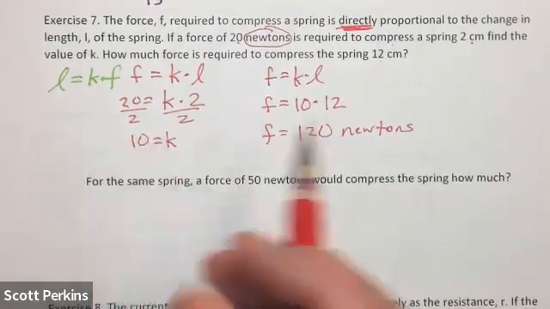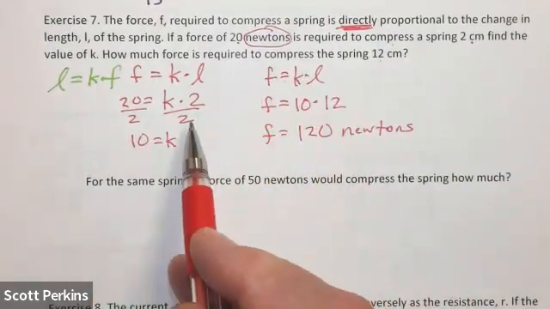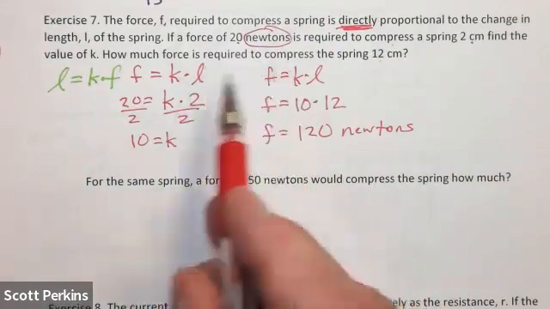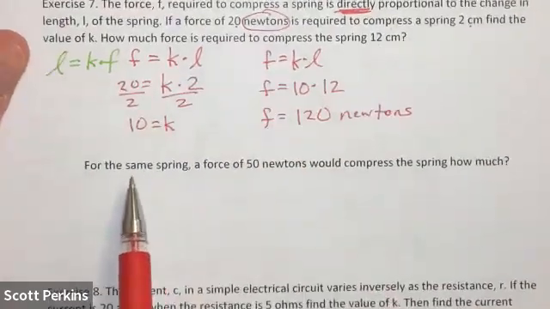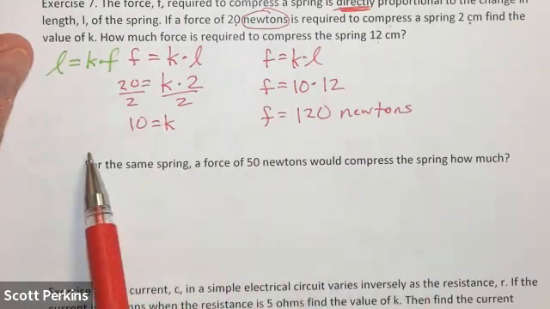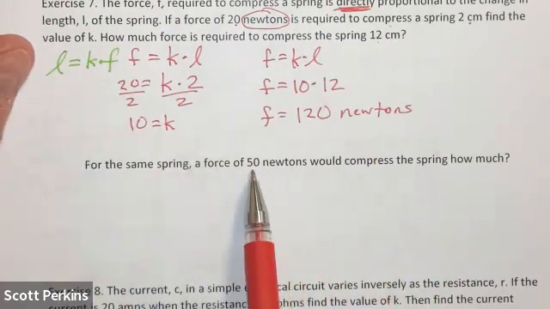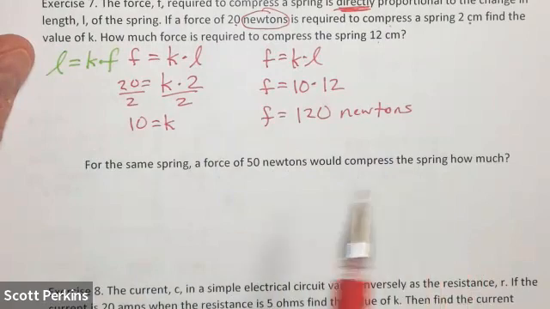But now that we know K and now we know the equation, whatever value of K, whatever way you had the equation formulated, it's going to work out. Answer this sub question right here. Okay, we're using the same spring. A force of 50 newtons would compress the spring how much?